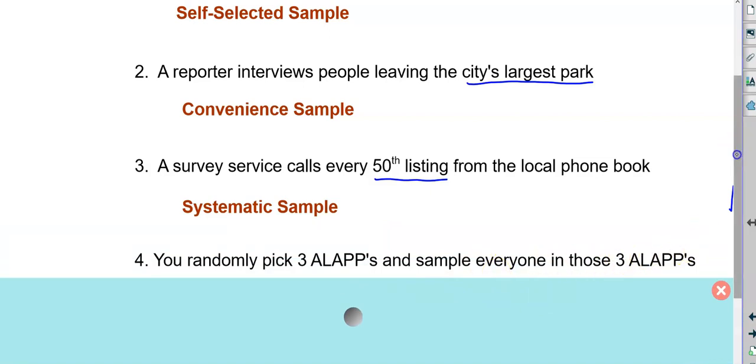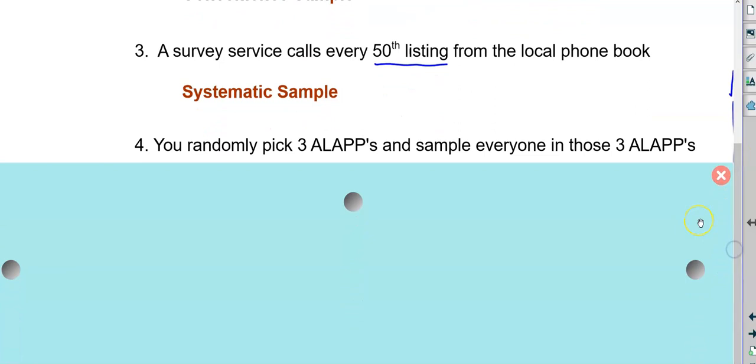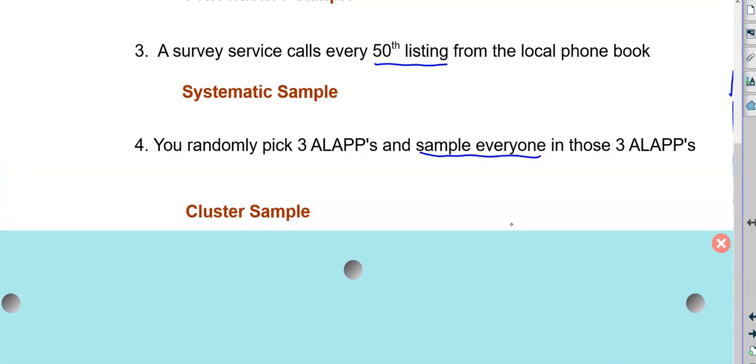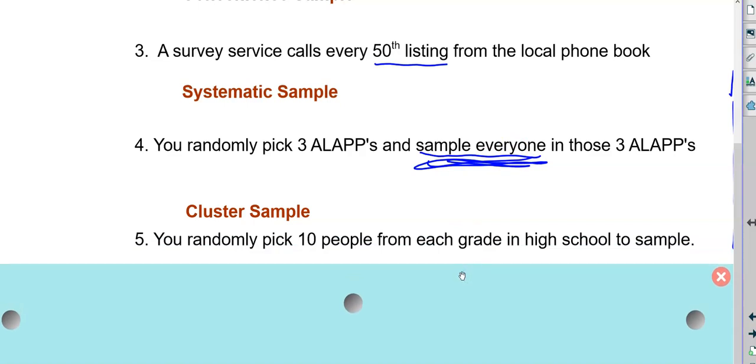So typically samples are by grade level. So you're trying to pick representative samples, I guess. And so you sample everyone. So that's the key. That would be a cluster type of sample because you sampled everyone in the group. You pick 10 people from each grade.